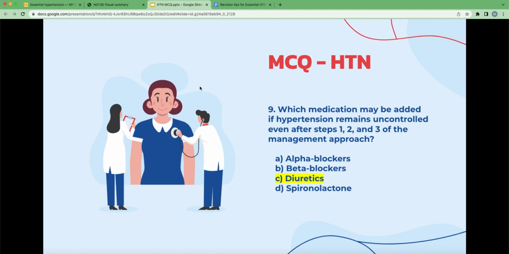A diuretic. That will be the answer. Is it step 4? It's probably step 3, really.